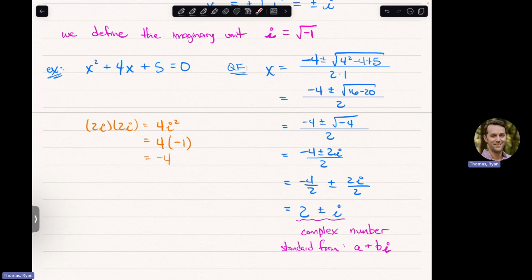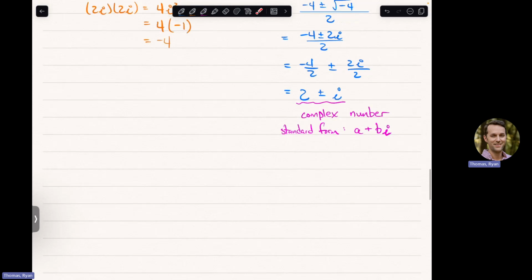So in practical terms, the only thing that's new really is that we've got this sort of extra layer to dealing with simplifying square roots. So let's look at that for a second. Simplifying square roots.